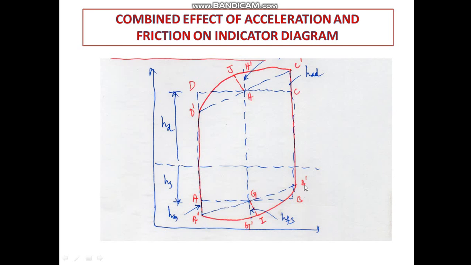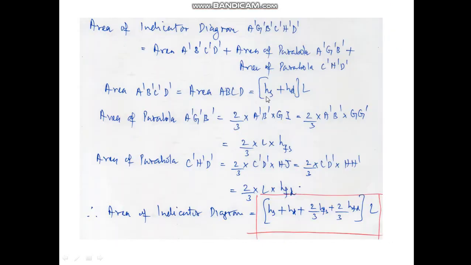And this A dash B dash can be approximated as AB, and this G G dash can be approximated as G dash. So 2 by 3 into A dash B dash, you take AB as L, G G dash you take G dash, that is HFS. So 2 by 3 L into HFS, and here the area is increased by 2 by 3 L into HFD. So this is the total area of the indicator diagram. So the work done is increased by these two factors. That's all.